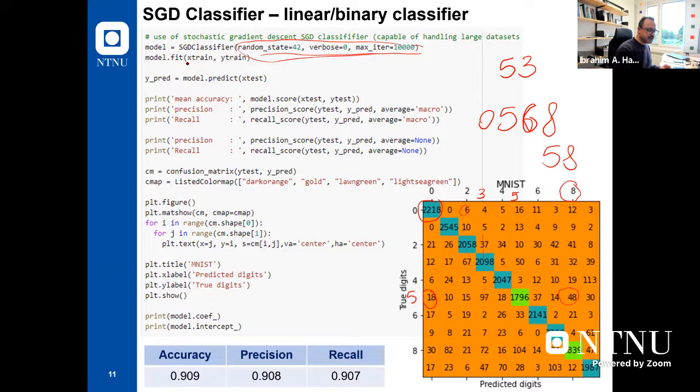I just used X train and Y train for training my model. And after that, I used X test for testing my model. The difference between Y predict and Y test would be used for calculating precision and recall. And I can get this also for macro and micro averages. I can get this value for each class, or I can get an average value for the whole model.